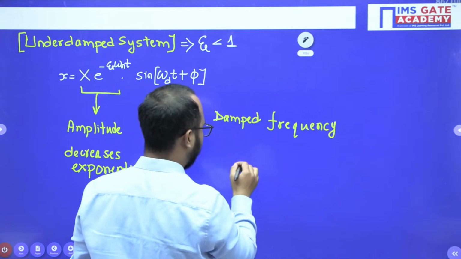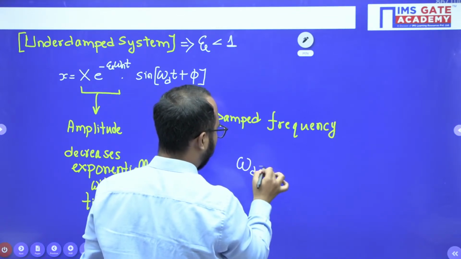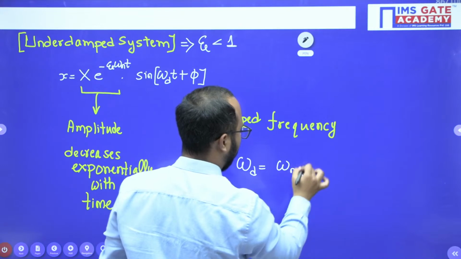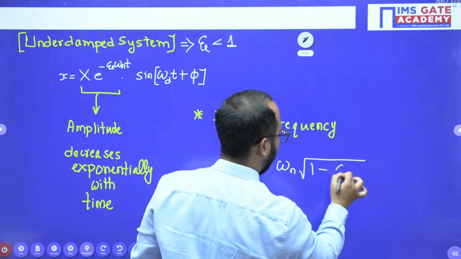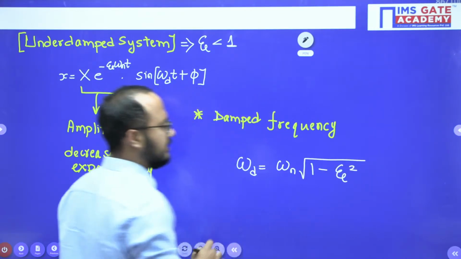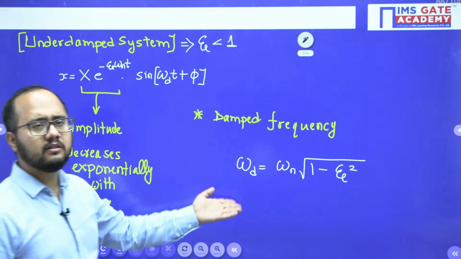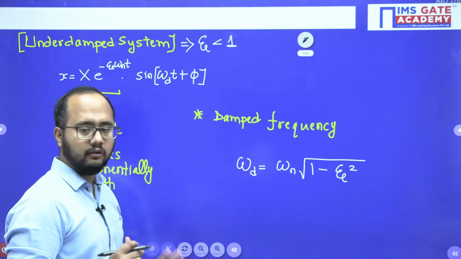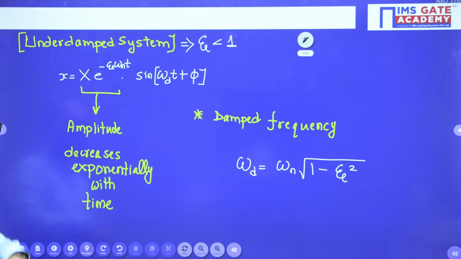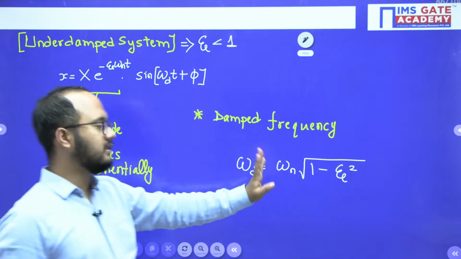And what is the damped frequency formula? Okay, this is the damped frequency formula that you should remember always, right? And the damped frequency will always be less than natural frequency only, right? Remember this point guys. Amplitude decreases exponentially with time. Damped frequency formula is this one.